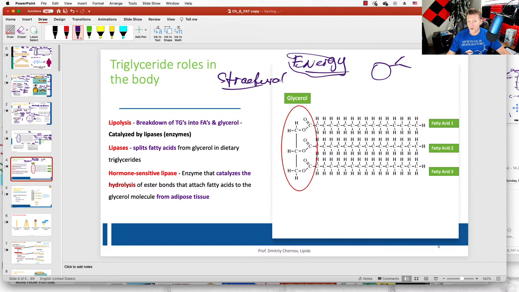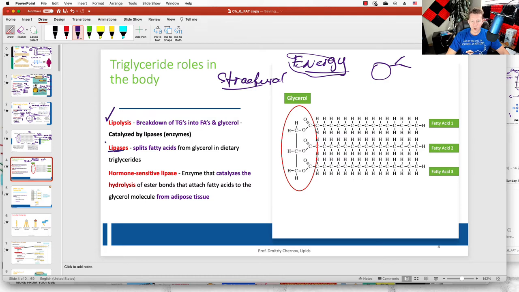Muscles prefer fatty acids for energy. Your heart can use fat for energy or even prefers. Brain would like to use some fat for energy. So in the metabolism lecture, we will look at that more precisely, but this is what we're gonna look at for now. So let's look at the lipolysis.